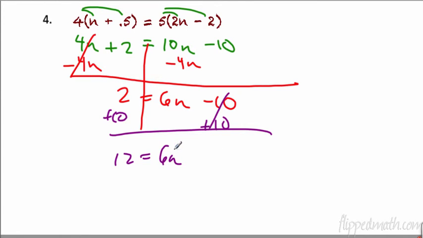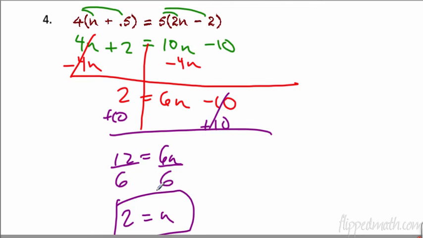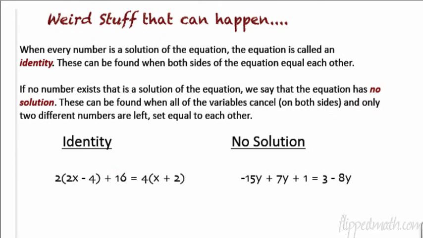At this point, it's 6 times n. You do the opposite. We divide by 6. So we're going to get 2 is equal to n. That's okay. You can write n equals 2 as well. But I'm going to write 2 equals n. I'm going to be done with it. How is that? Now, weird stuff that can happen.